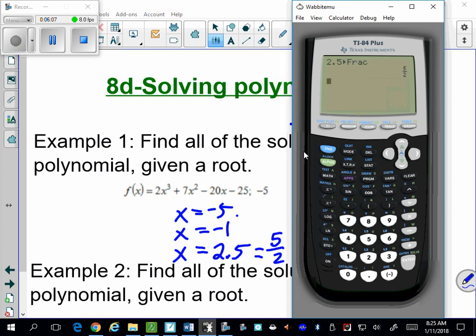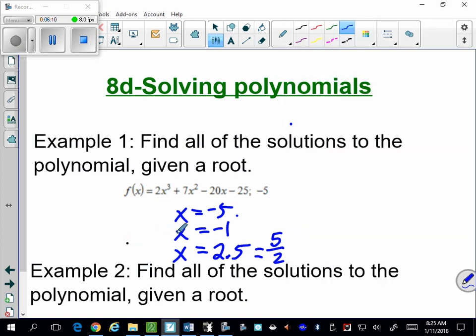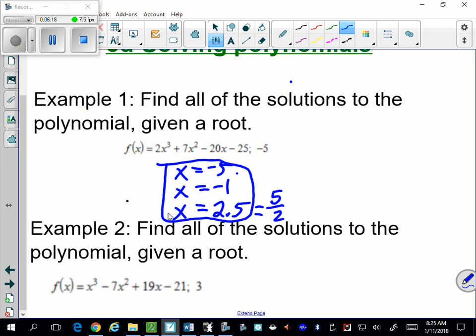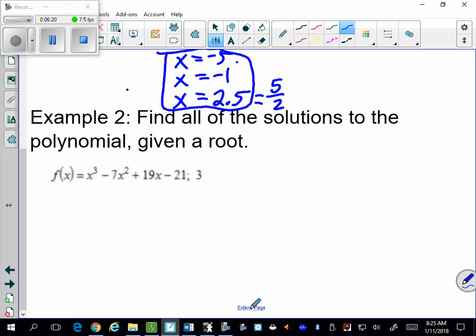So in this case, we got lucky, and you were able to find all the solutions. There are 3 solutions, and they're all rational numbers. So that's good. This doesn't always happen, so let's look at a problem where it probably won't happen. So example 2, here's your polynomial. I'm giving you a root of 3. So let's put this in the calculator.